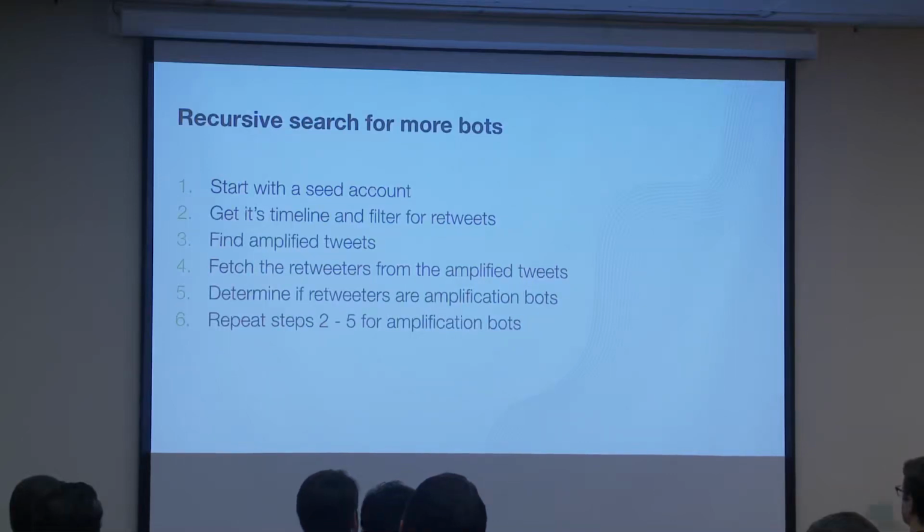From there, from those amplified tweets, we fetched the retweeters. So there's a retweeters API endpoint that allows you to get, per request, 100 retweeters from a particular tweet. And then again, we determined if retweeters were amplifiers, and the next slide has the criteria for which we did that. But from there, we can repeat this process for every retweeter we have. So it's really just an iterative process that can actually return a lot of potential amplification bots for us.